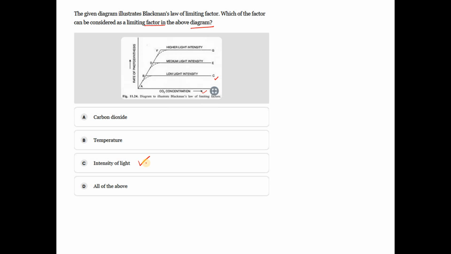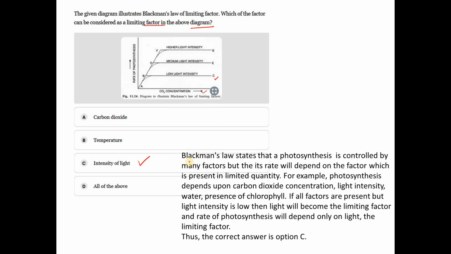Now let's see the explanation in detail. Blackman's law states that the rate of photosynthesis is controlled by many factors, and depends on the factor which is in limited quantity. For example, photosynthesis depends on the CO2 concentration, light intensity, water, and presence of chlorophyll. If all the factors are present but light intensity is low, then light will become the limiting factor, and the rate of photosynthesis will depend only on the light, which you can see here. As we increase the light intensity, we are seeing that yes, it is changing the rate of photosynthesis. So option C is the correct one.